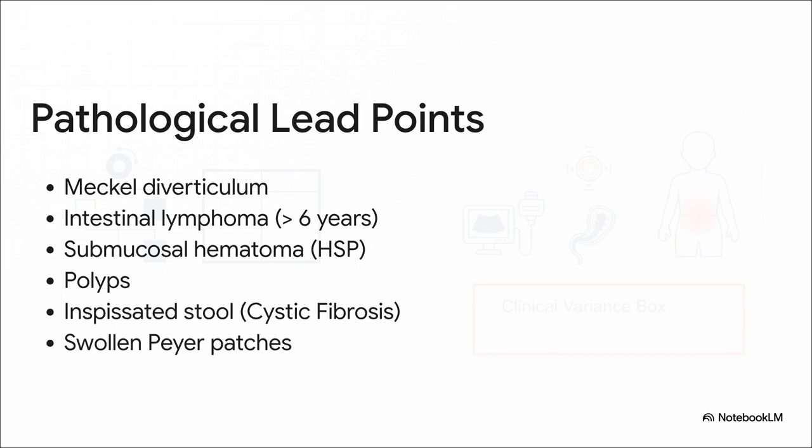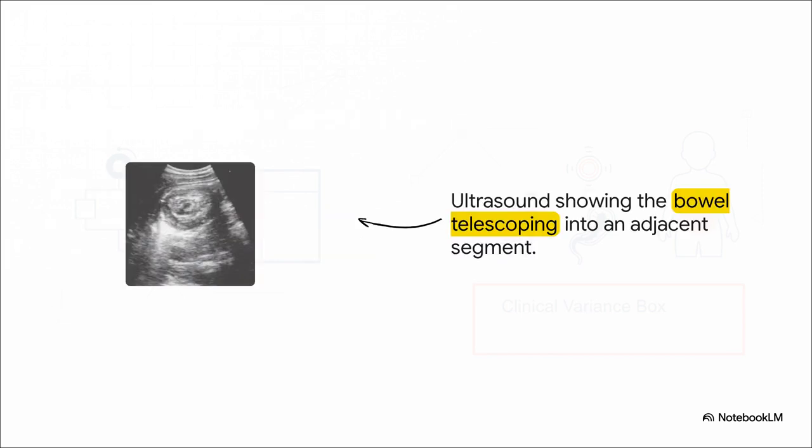You've got to start thinking about a Meckel's diverticulum, intestinal lymphoma in older kids, submucosal hematomas, which are classic for Henoch-Schönlein purpura, polyps, or even inspissated stool if you're dealing with a cystic fibrosis patient. Right here we can see the beautifully classic diagnostic target sign on ultrasound, which is incredibly sensitive for intussusception. The moment you identify this right upper quadrant mass, your clinical reflex should be to utilize an air insufflation enema.